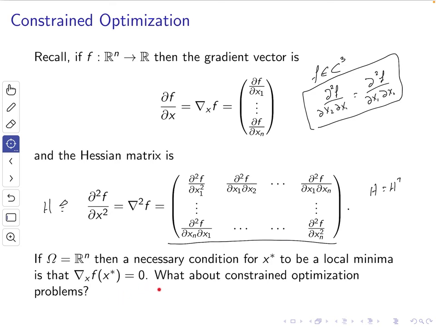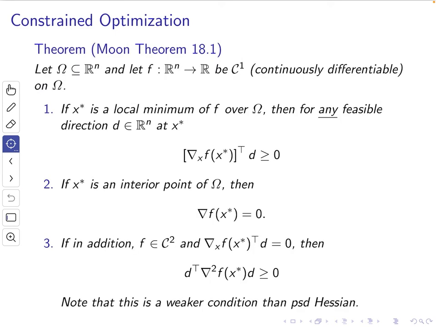Okay, what about constrained optimization problems? Do we have anything that looks like this? The answer is sort of yes. We do have something, but it is a little bit different. Let's suppose that omega is our constraint set, and again, F maps Rn to R and is continuously differentiable, meaning that you can differentiate once and you still get a continuous function.